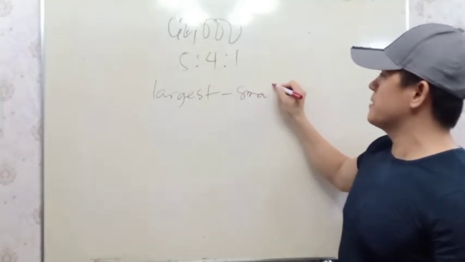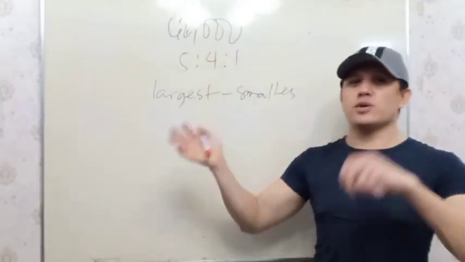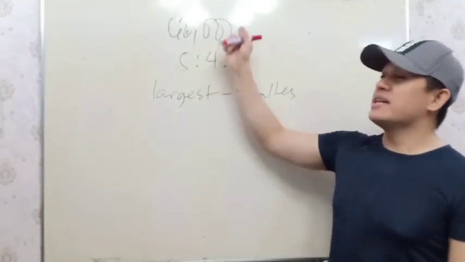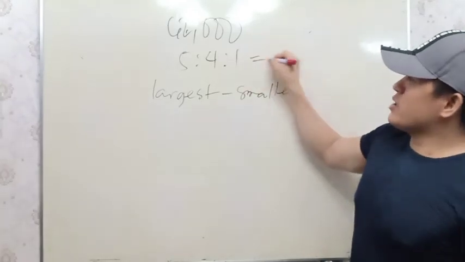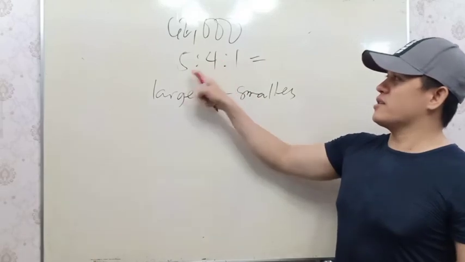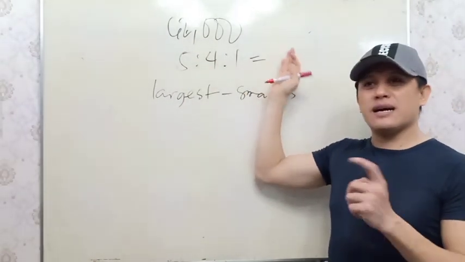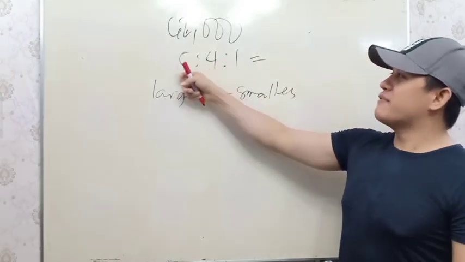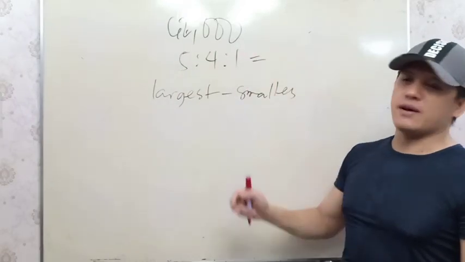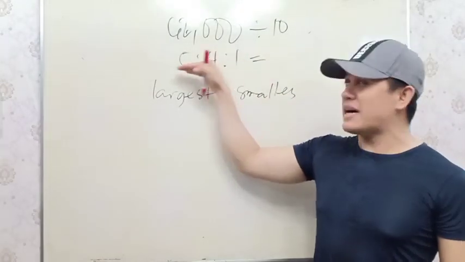Okay, the smallest. How to do this one? We cannot use the ratio and proportion method because this one is not in that way. What you can do is a technique: add all. So 5 plus 4 plus 1. Sometimes there are 4 here or 5, so just add them. 5 plus 4 plus 1 is 10. Then you divide it by 10, which is the total you have added here.